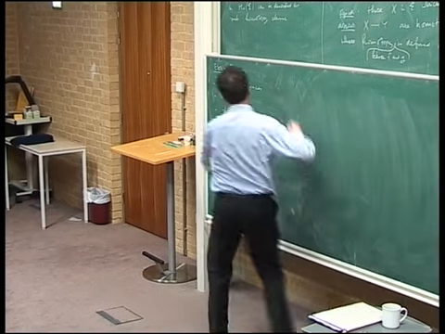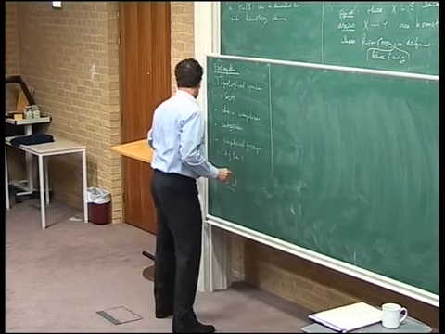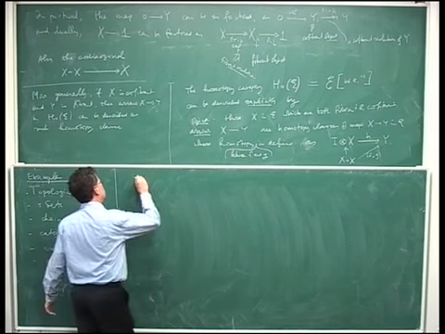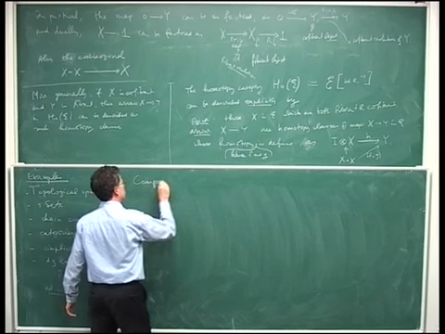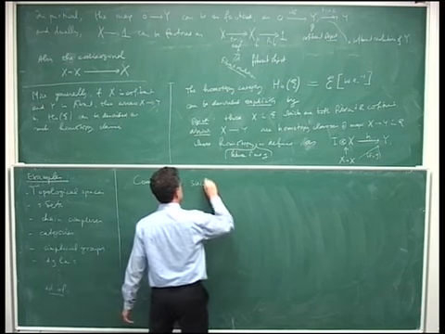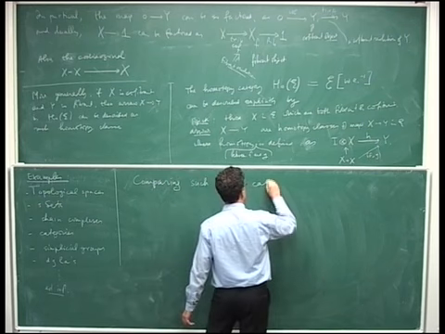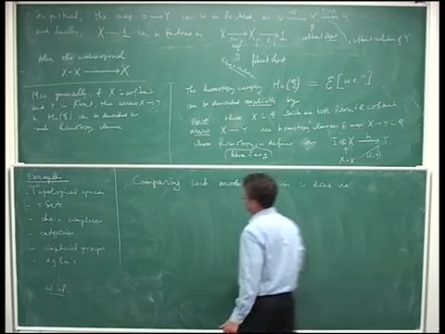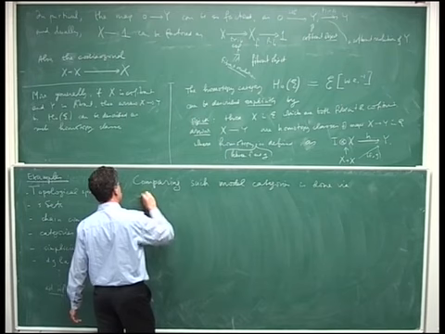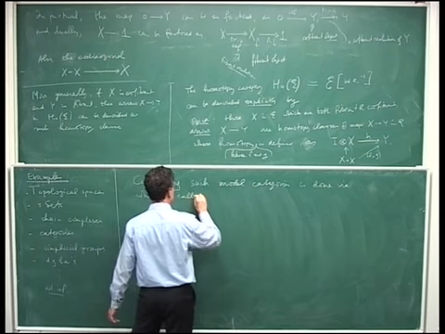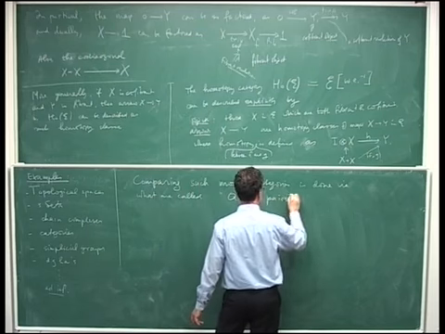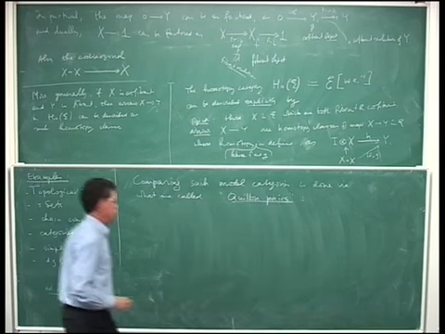So for this, there is a notion of a good map between model categories. Comparing such model categories is done via what are called Quillen pairs.